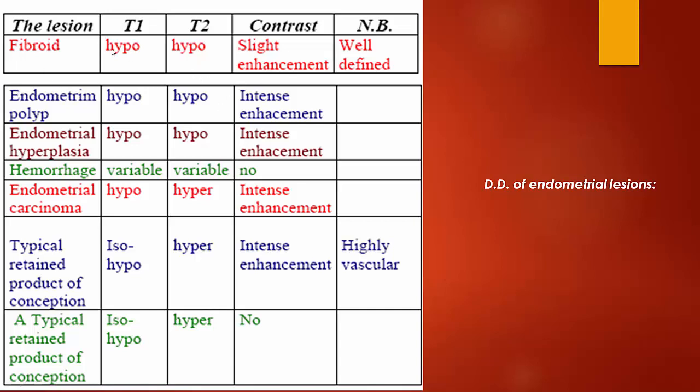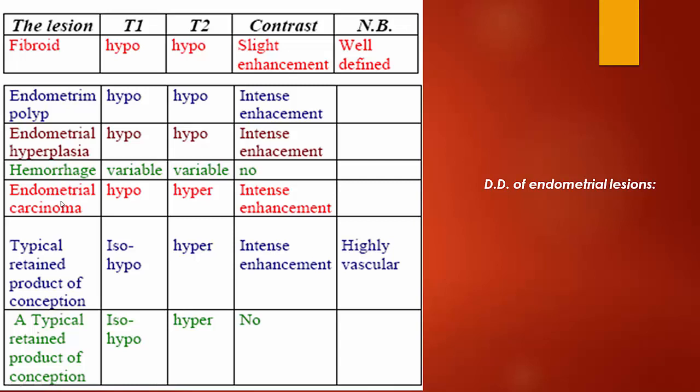Fibroid is hypo signal in T1, hypo in T2, with contrast shows slight enhancement. Endometrial polyp: hypo in T1 and T2, shows intense enhancement. Endometrial hyperplasia: hypo in T1 and T2, shows intense enhancement. Hemorrhage: variable signal depending on blood degradation product stage, no contrast enhancement.